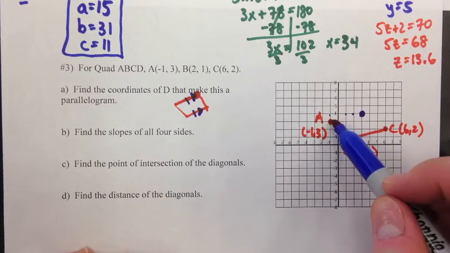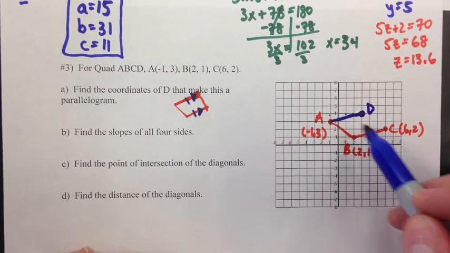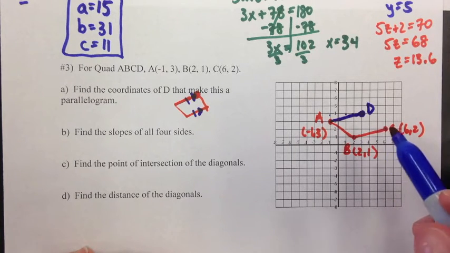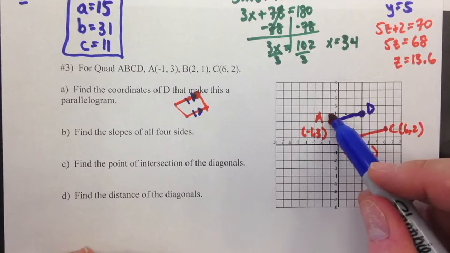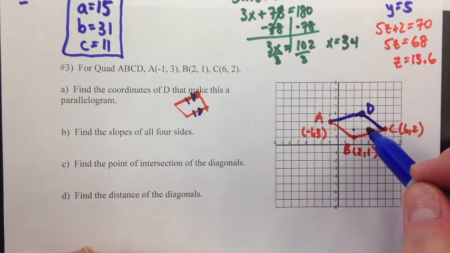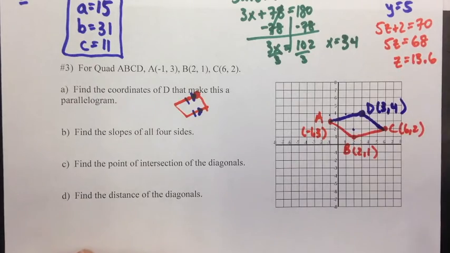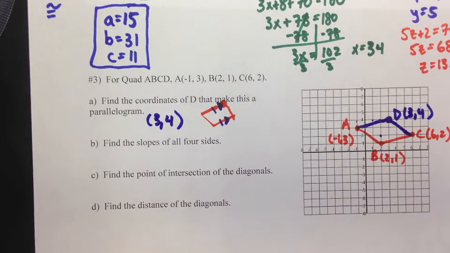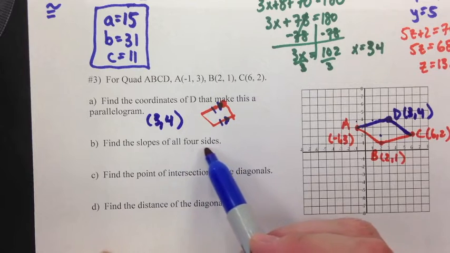Why can I do that? Because I know that when I draw this, BC and AD have to be congruent and parallel. So I have to count the same way. Rise 1, run 4. Rise 1, run 4. So point D is 3, 4. That's my answer to A.